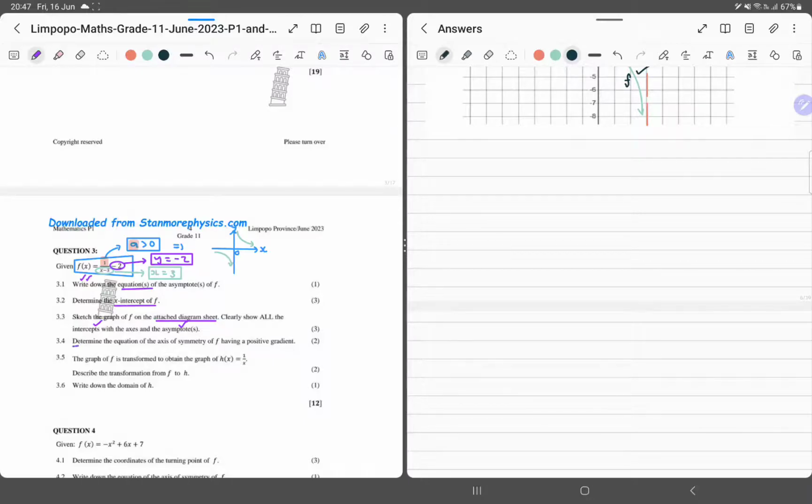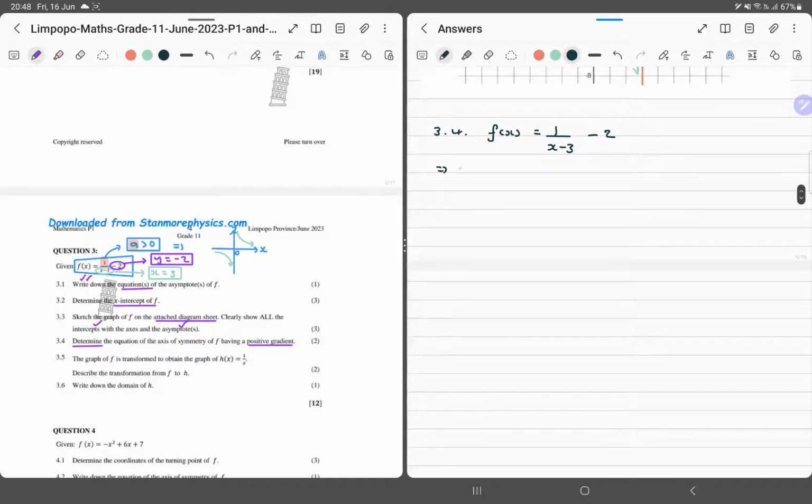So the question says determine the equation of the axis of symmetry that has a positive gradient. Now, a determination can be by calculation or by inspection. But this one, we can't without a calculation, right? So we may have to do a calculation here. So to answer 3.4, we know our f of x is 1 over x minus 3 minus 2.